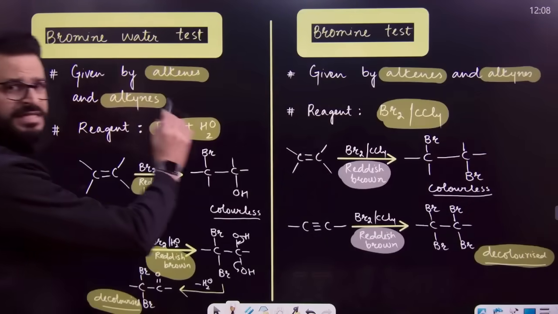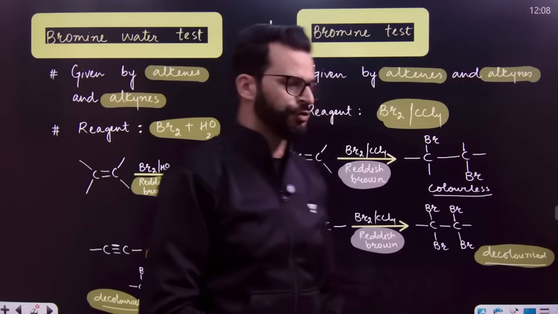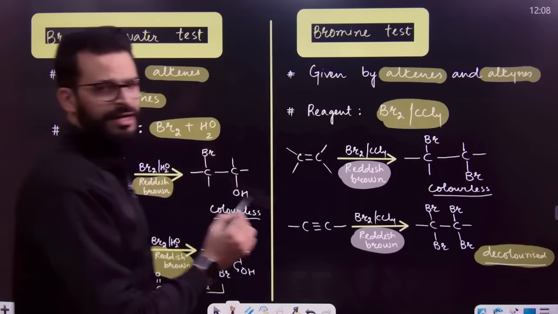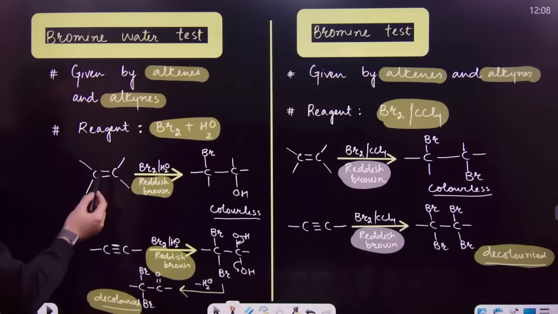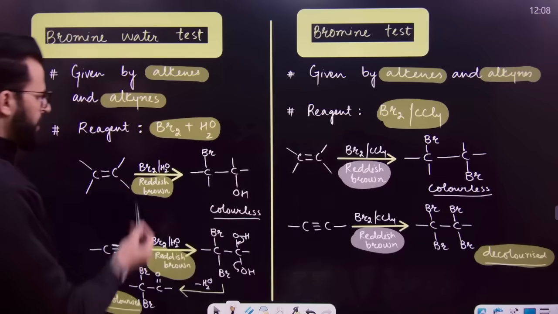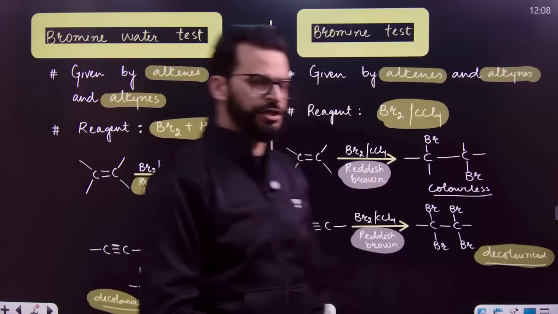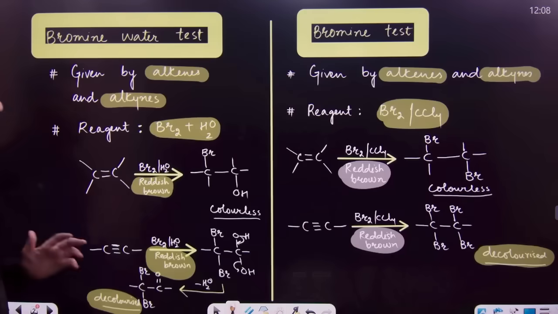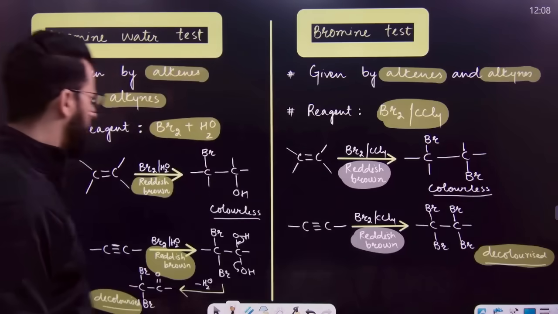Remember, it's given by alkenes and alkynes. That means this is the test used for unsaturation. The reagents may be either Br2 in water, or Br2 in CCl4. When an alkene or alkyne is treated with bromine water or bromine in CCl4, the reddish brown color of bromine is decolorized. So with the help of this, you can distinguish whether the starting material is alkene or alkane, similarly alkyne and alkane. So we can distinguish alkane from unsaturated hydrocarbons.